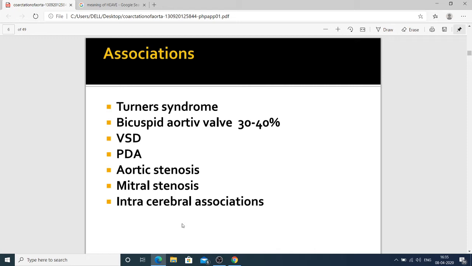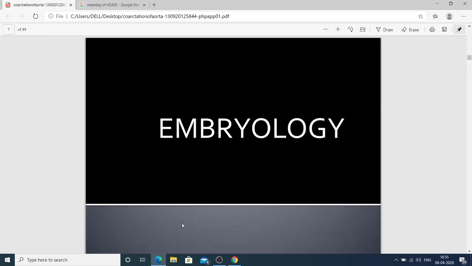Then PDA, patent ductus arteriosus. Then aortic stenosis. Aortic stenosis means when the aortic valve of the heart narrows. And mitral stenosis. Mitral stenosis means when the mitral valve narrows. Then intracerebral associations are also there.